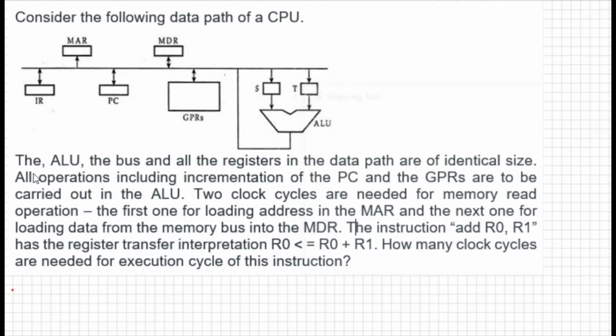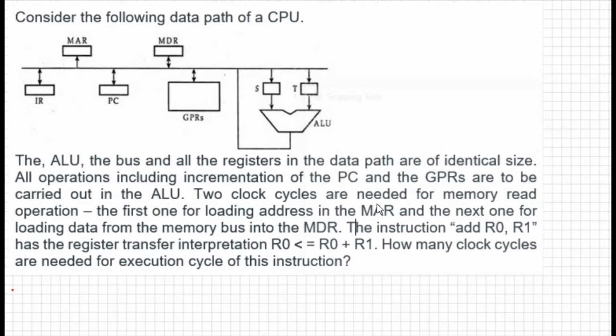Now the question is telling you the ALU, the bus, and all the registers in the data path are of identical size. So address bus, ALU, register, memory, everything is identical. You can consider 8-bit, 16-bit, 32-bit, whatever you want. Next, all operations including incrementation of the PC and GPRs are to be carried out in the ALU.